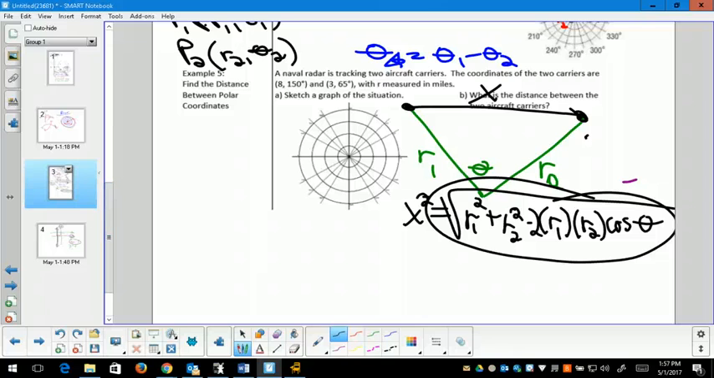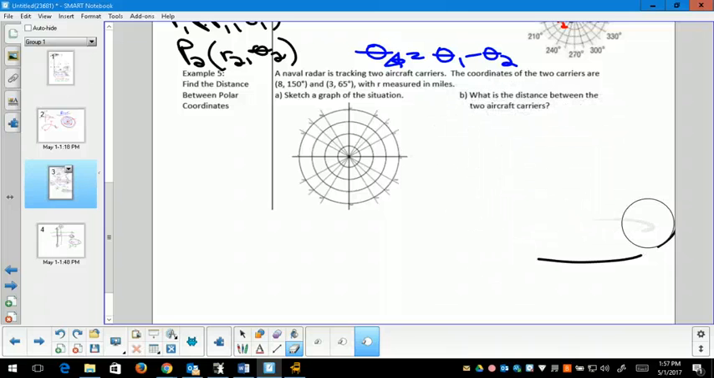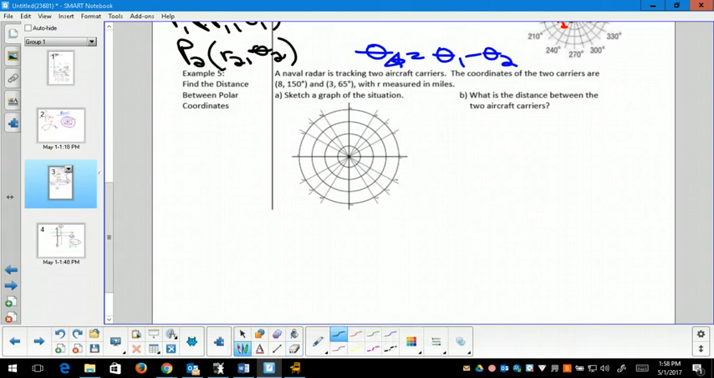So here's an application problem. One of the most frequently used arenas is naval radar or airline radar. Tracking 2 aircraft carriers. The coordinates of the 2 carriers are (8, 150 degrees) and (3, 65 degrees), where r is measured in miles. So it's 8 miles away at 150 degrees to the polar axis and 3 miles away at 65 degrees to the polar axis. So here's our polar axis.